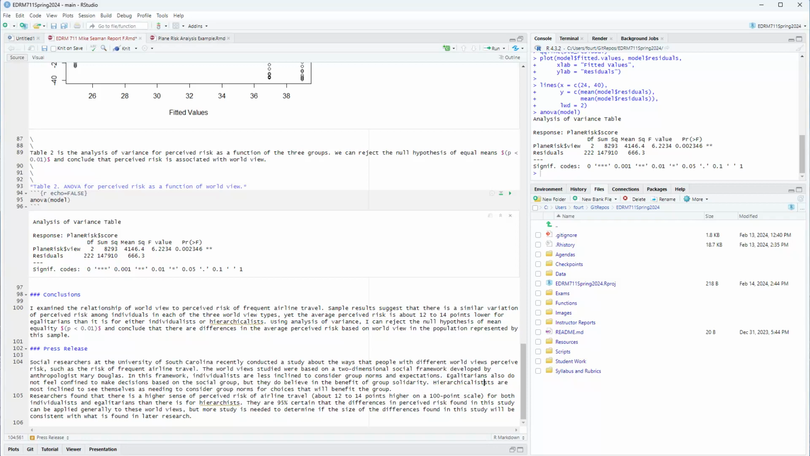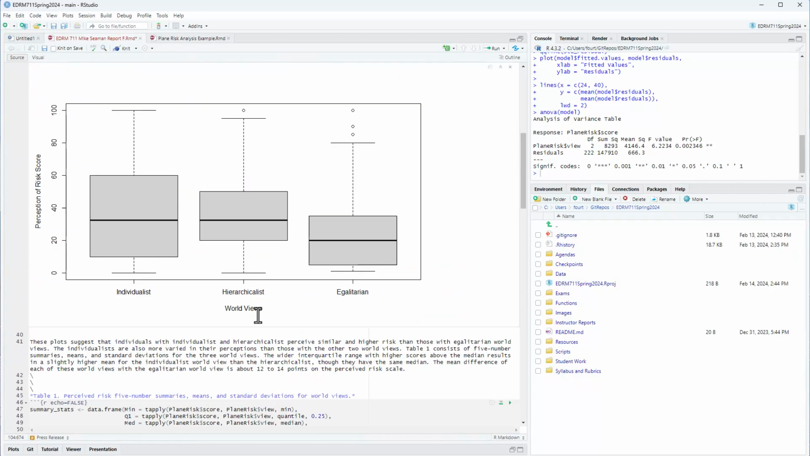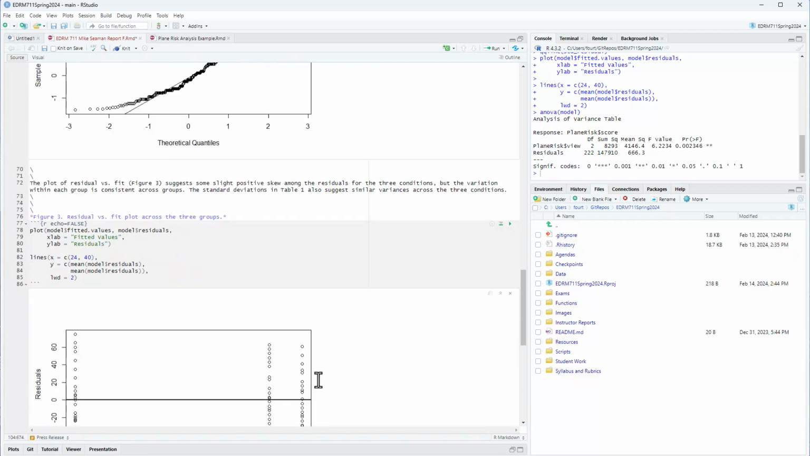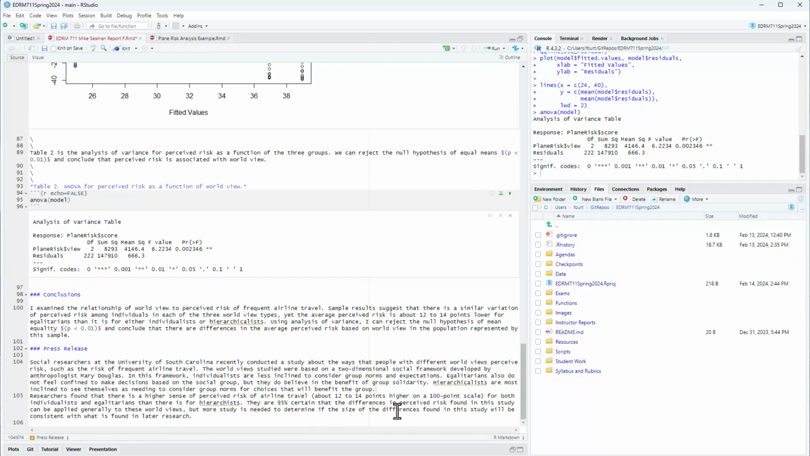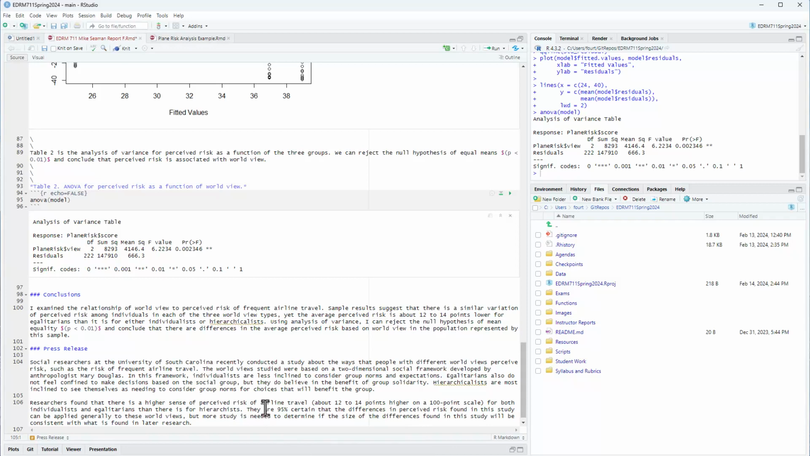I just want to be consistent throughout, even though I think there might be multiple ways to say it. Are most inclined, I'm going to go back and make sure that hierarchicalist is how I said it here, are most inclined to see themselves as needing to consider group norms for choices that will benefit the group. Researchers found there is a higher sense of perceived risk of airline travel, about 12 to 14 points higher on a 100-point scale for both individualist and hierarchicalist than there is for egalitarians.